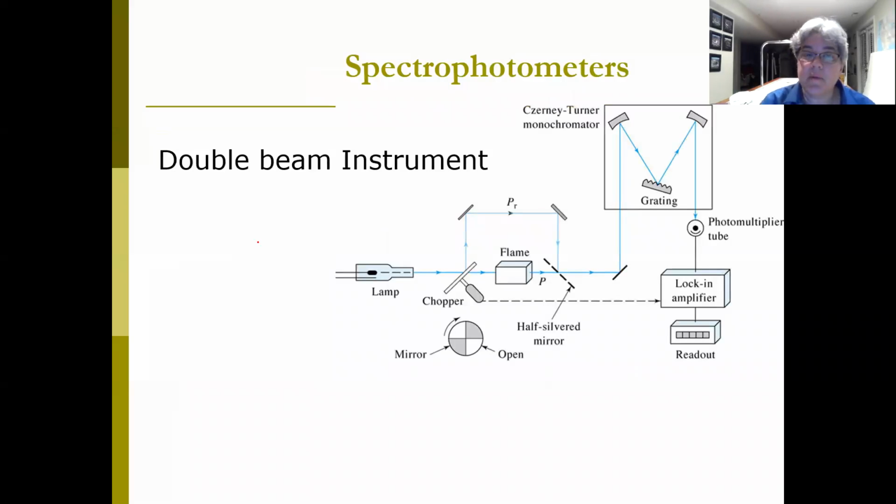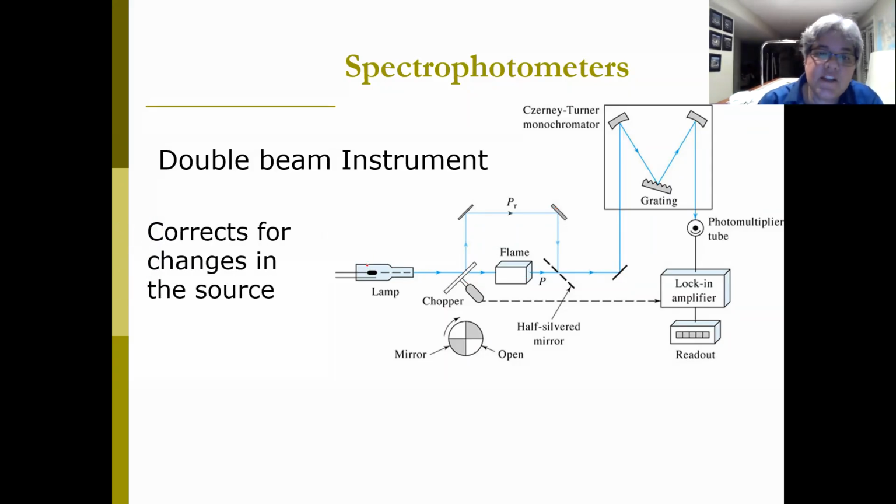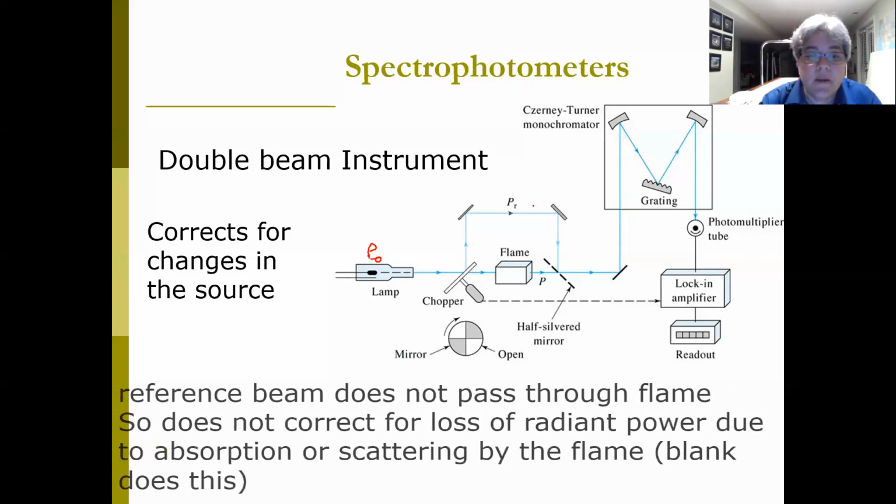Okay, the other type that we looked at was the double beam. Now notice this one has a chopper to modulate the signal, and it's double beam. So the light goes through the flame and then around the flame, through and around, back and forth. And remember, what is the purpose of the double beam? The double beam corrects for changes in intensity or power of the source as that changes with time. Because we're comparing this light and this light, we can correct for that.